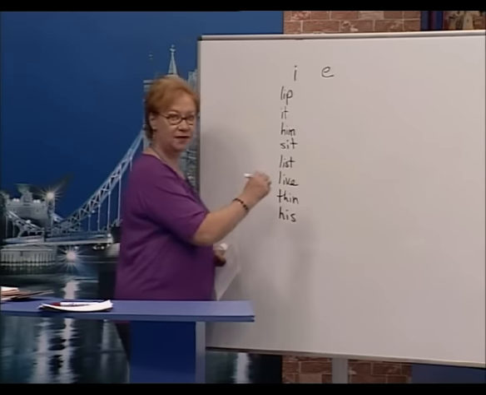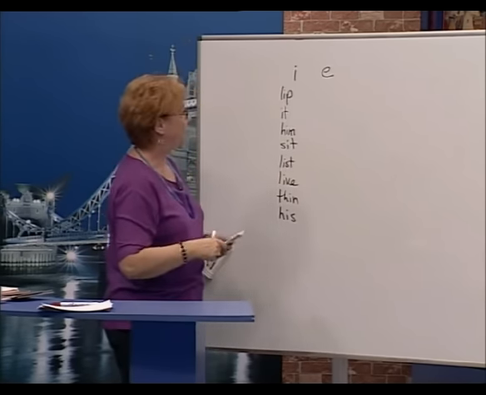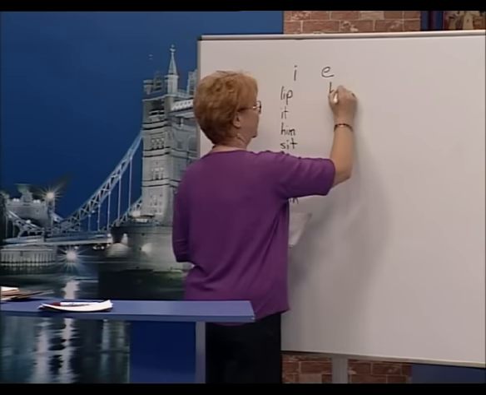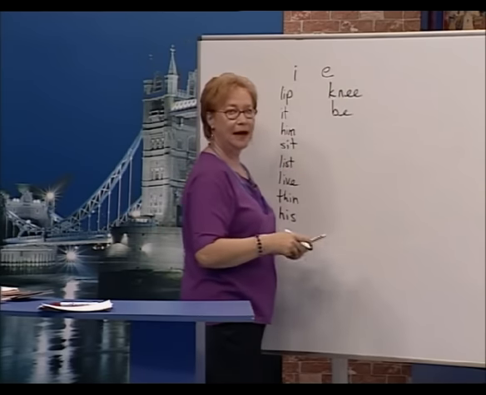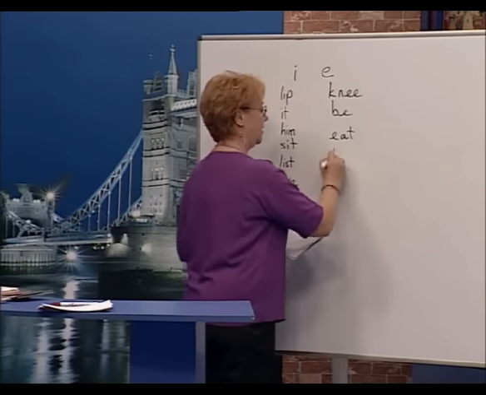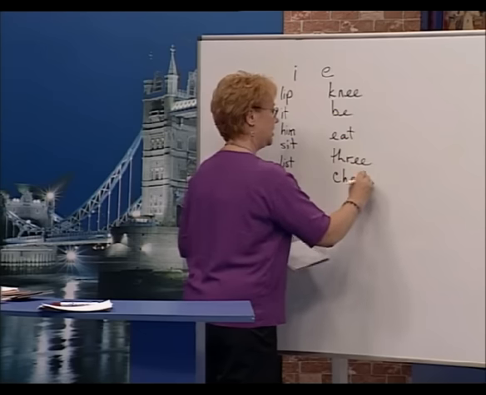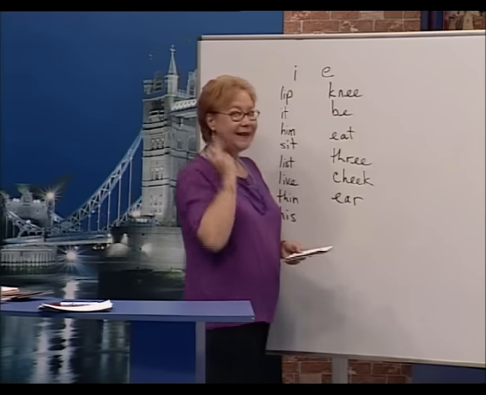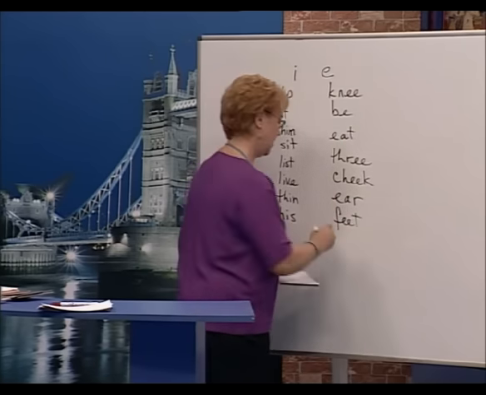Notice when we write the words, when we spell them, it's usually with I in all of these. Now, let's look at some words with the E sound. Here we go. Knee. Be. Eat. Three. Cheek. Ear. Feet. And sleep.